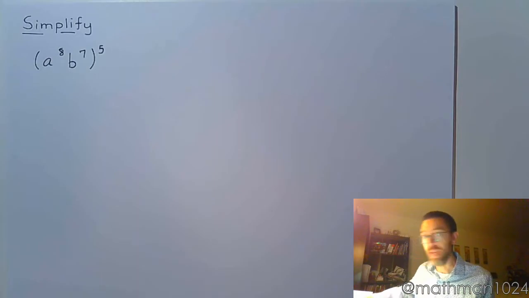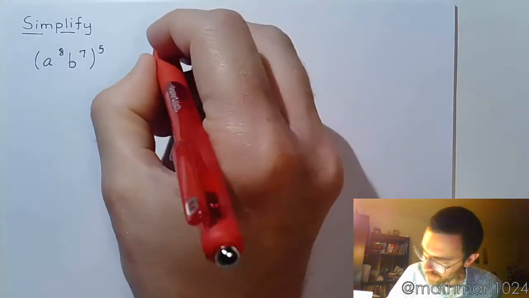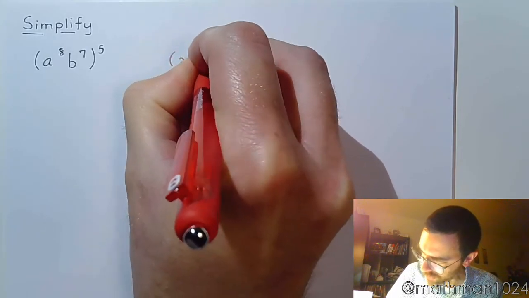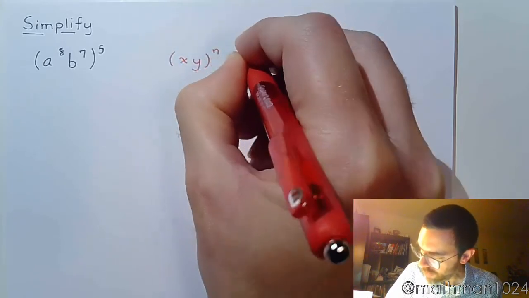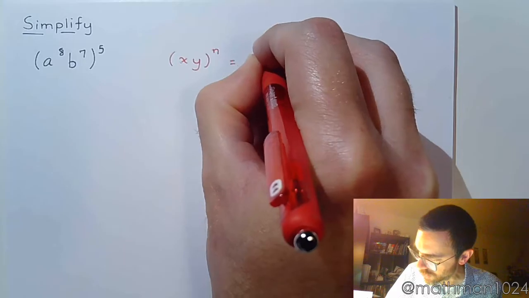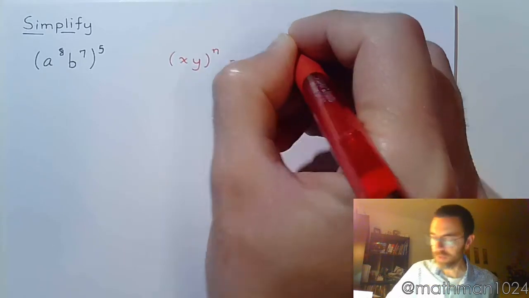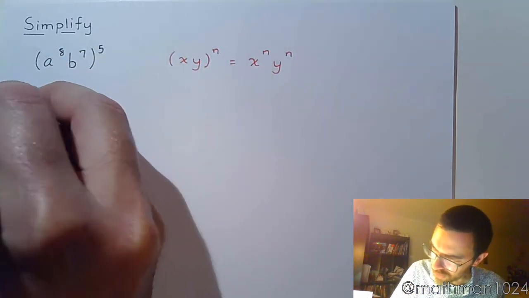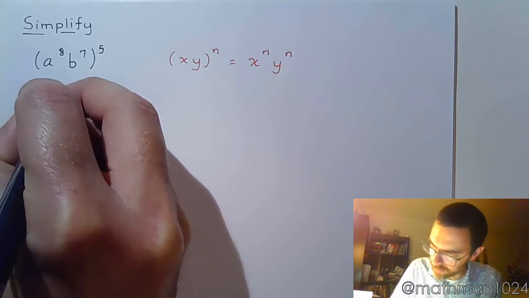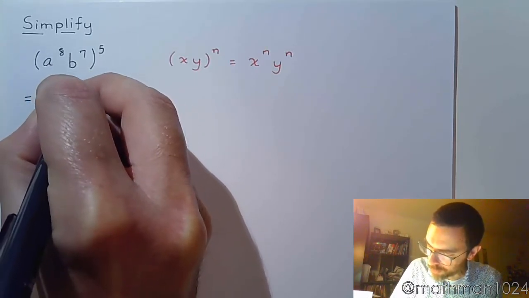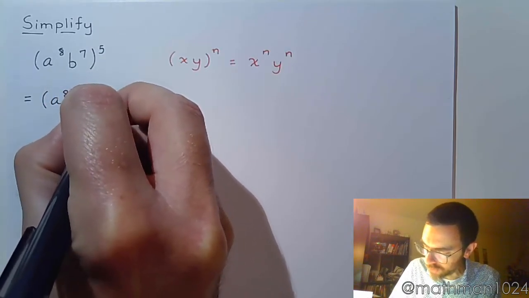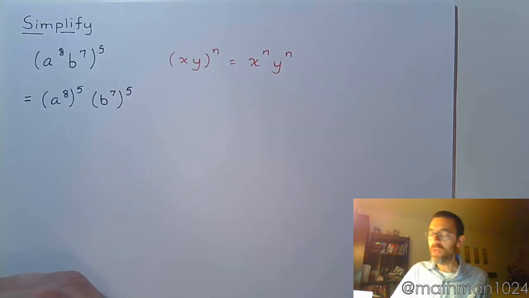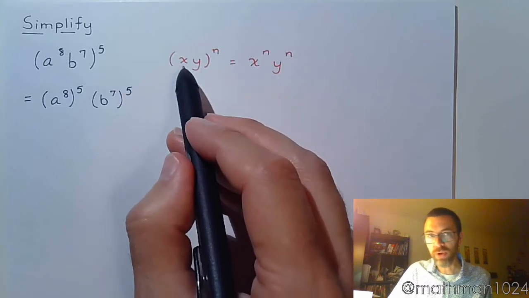Now, one of the properties that we have about exponents is this. When we have something of this form, a product raised to a power, what we do is raise each factor to that power. The more of these you do, the more you can skip some steps. But first we have this: we take a to the 8th and raise that to the 5th power, and then we take the other factor, b to the 7th, and also raise it to the 5th power.